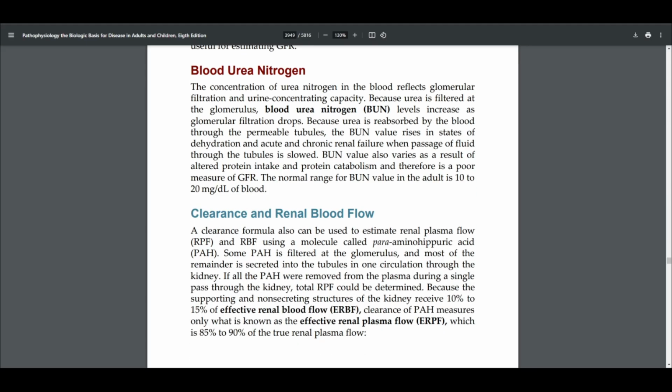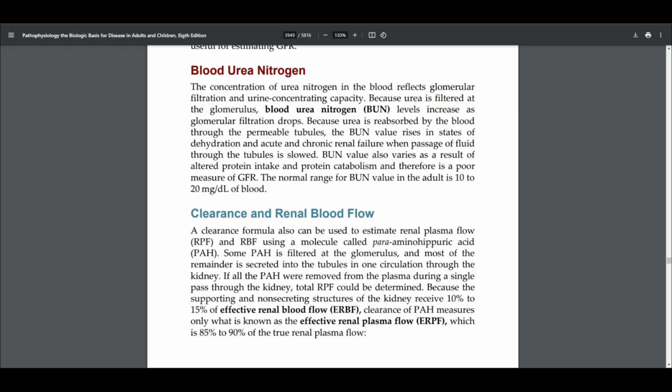Your blood urea nitrogen, or BUN. The concentration of urea nitrogen in the blood reflects glomerular filtration and urine concentration capacity. Because urea is filtered at the glomerulus, your BUN levels increase as glomerular filtration drops. Because urea is reabsorbed by the blood through the permeable tubules, the BUN value rises in states of dehydration and acute and chronic renal failure, when passage of fluid through the tubules is slowed.